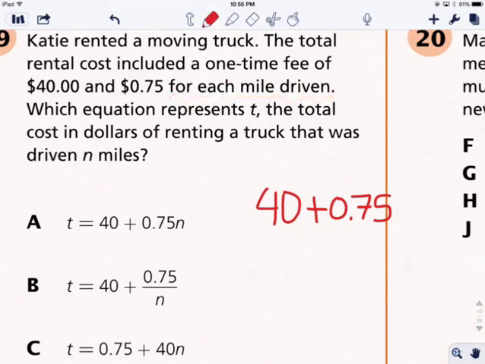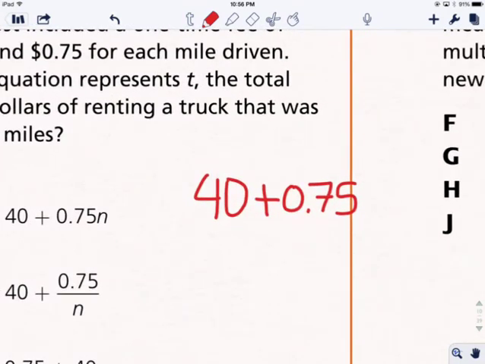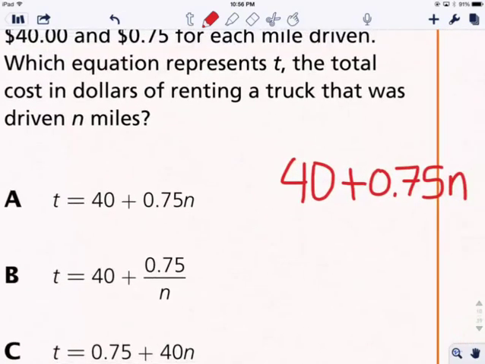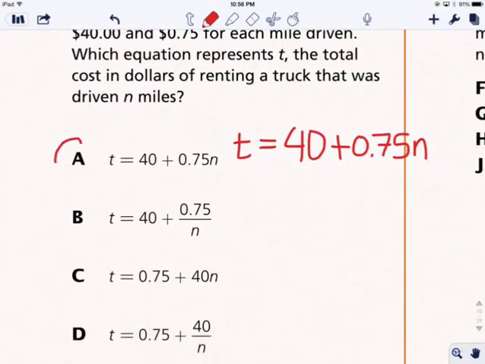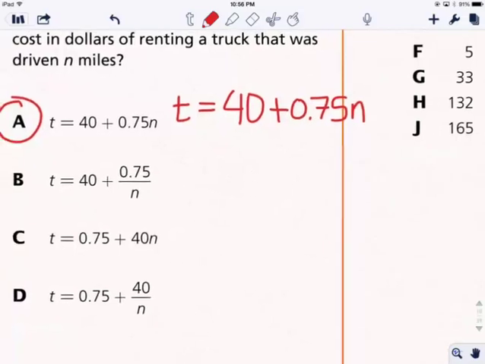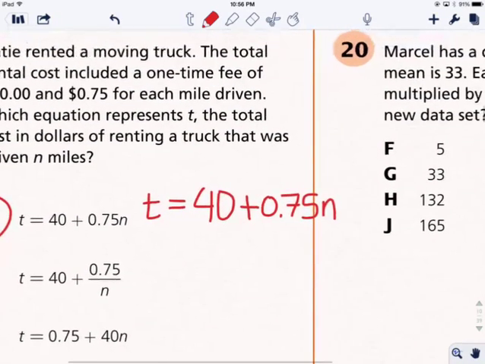Now, the key is this phrase right here, for each. That means that each time we drive an extra mile, we add this amount, 75 cents. So that is the key that tells us that 0.75 multiplies n. Okay? Each time n goes up by 1, we add 75 cents. And then to finish the function, t equals, the total cost equals that. So this is letter choice A. That's the correct one. I hope that this is pretty clear.